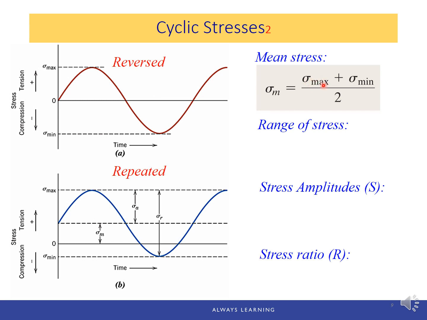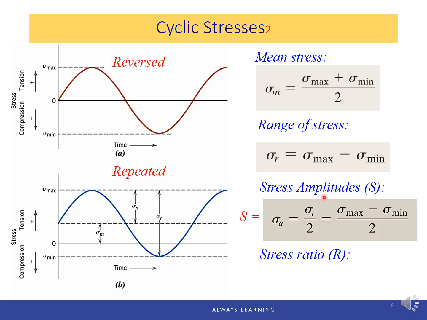tensile stress. And for repeated stress, the mean stress is no longer zero because it's asymmetric about the zero stress axis. Based on this equation, this is sigma m, the mean stress, being visualized. The range of stress is the difference between sigma max and sigma min. Again, we need to use a negative value for the compressive stress.